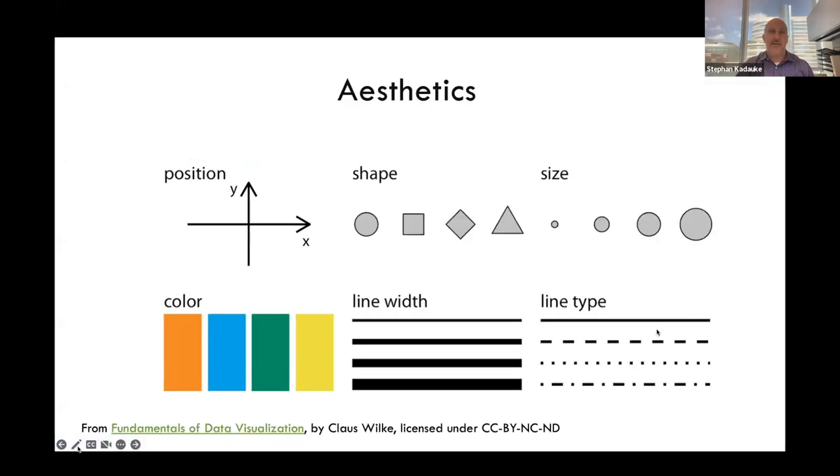All right. So this is great. Thank you so much for these answers. And there's actually a lot of different types of aesthetics, and they also depend on the kind of plot you're making. For example, for a line graph, you can define the line width and line type. And for a scatter plot, or any kinds of dot plots, you can define the shape of the dots.